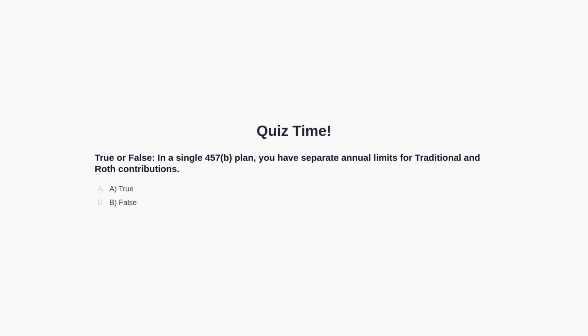Quiz question. True or false? In a single 457B plan, you have separate annual limits for traditional and Roth contributions. Option A is true. Option B is false. You may pause the video now to think about the answer. We will discuss the answer in the next section of the video.